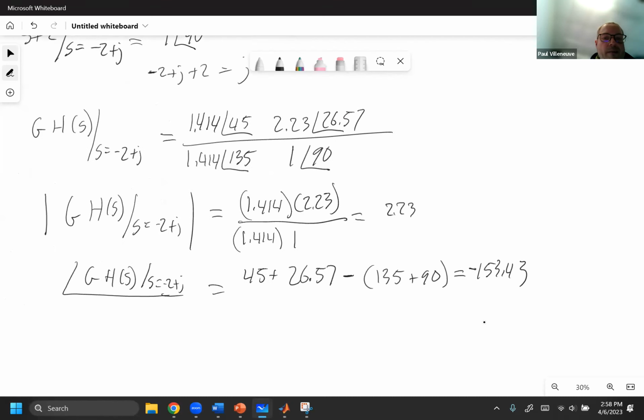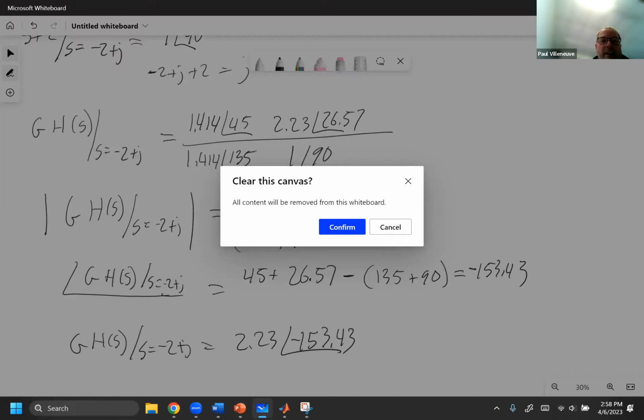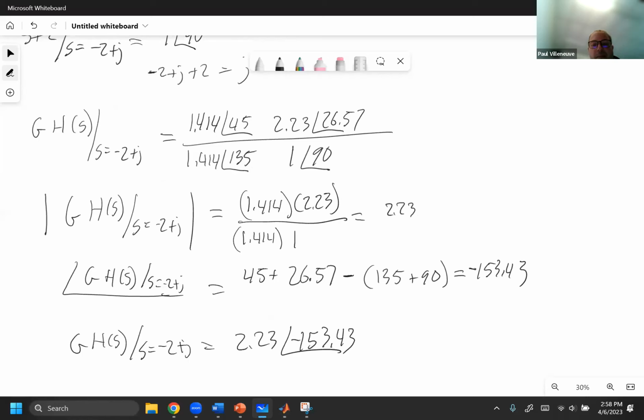So my final answer for GH of S evaluated at S equals -2 plus J is equal to 2.23 at an angle of minus 153.43. Ethan, can you confirm that the numbers you originally gave me are relatively close to what you provided? It is exactly the same up to 2 decimal points. Yes. Okay, so according to Ethan's work, this checks out.